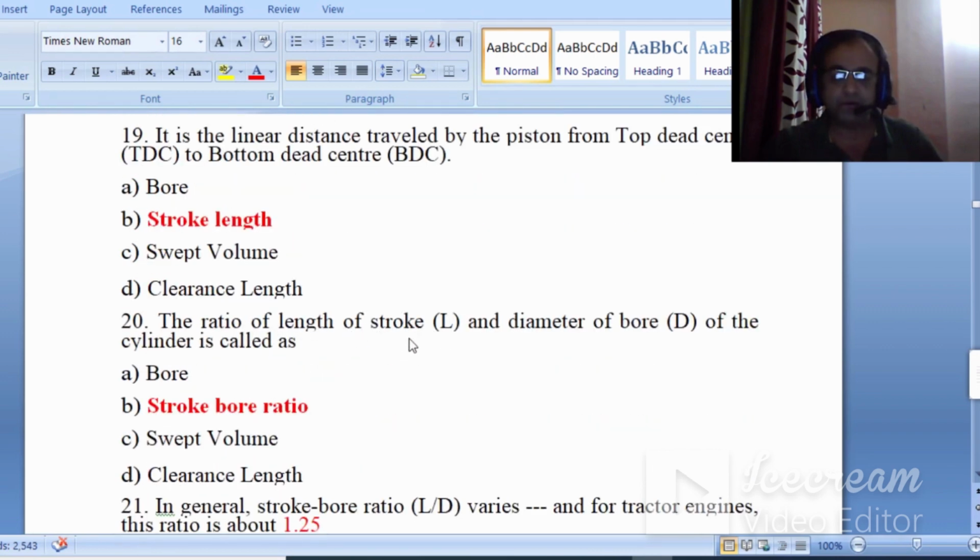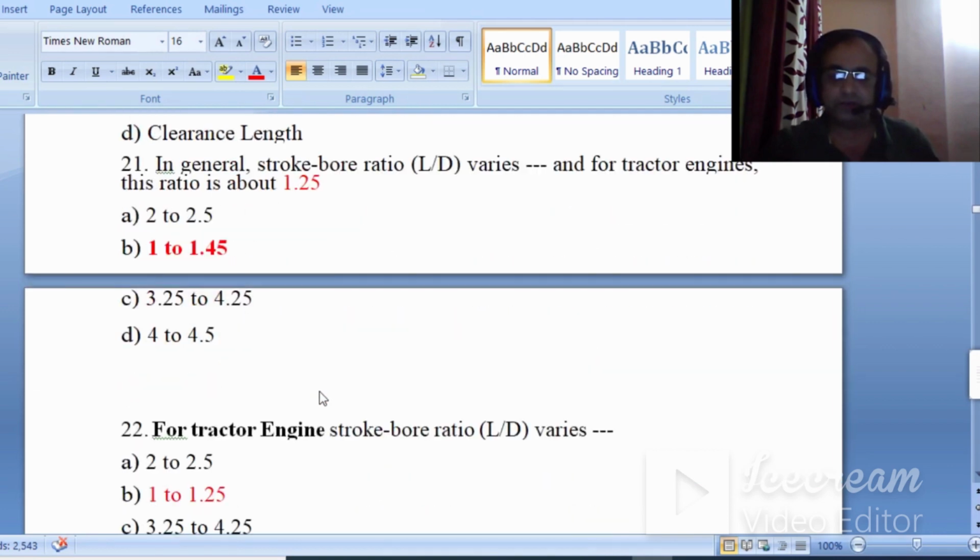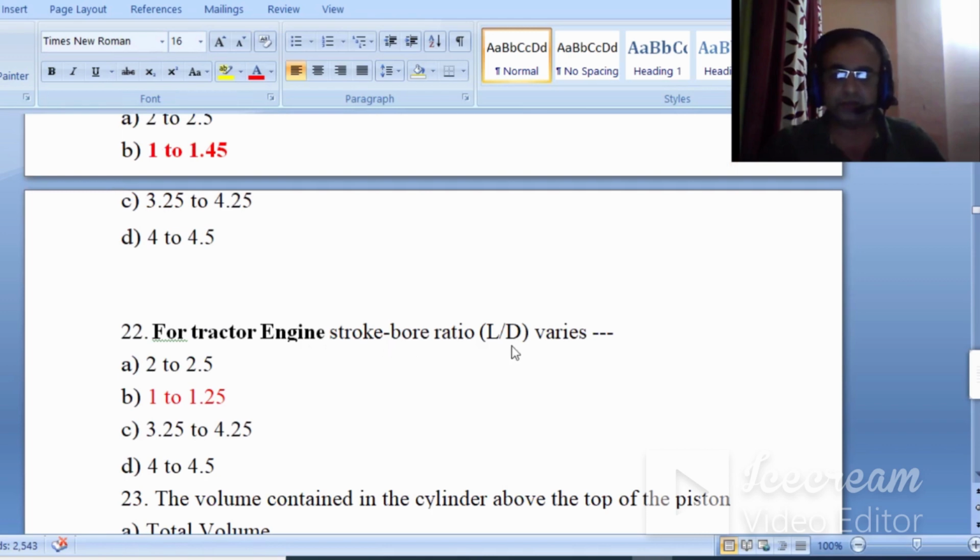Then the ratio of stroke length and diameter of bore, or simply bore, denoted by D of the cylinder, means L upon D. Simply it is the stroke bore ratio. In general, stroke bore ratio means L upon D changes from 1 to 1.45 for all types of engines, and generally for tractor engines it is 1.25. And also generally for tractor engines, stroke bore ratio or L upon D varies about 1 to 1.25.